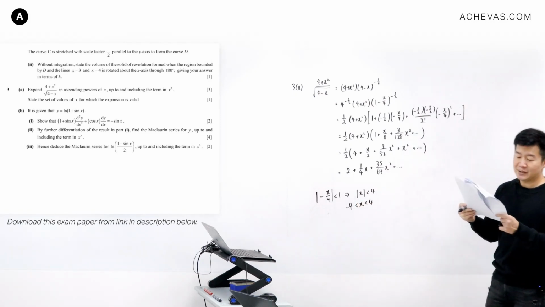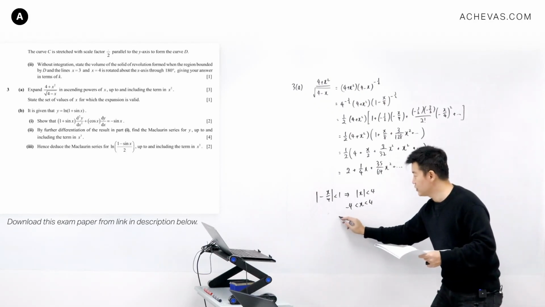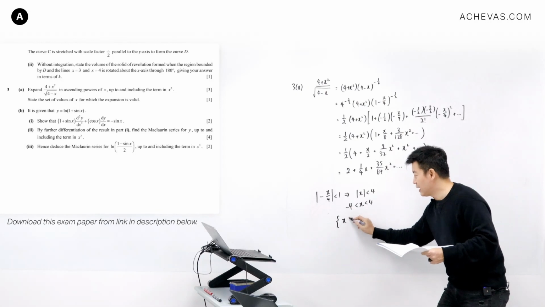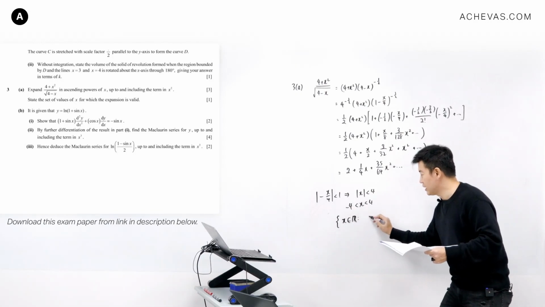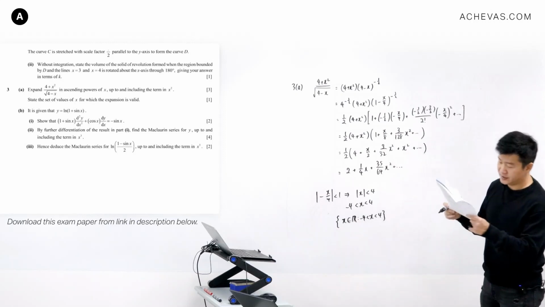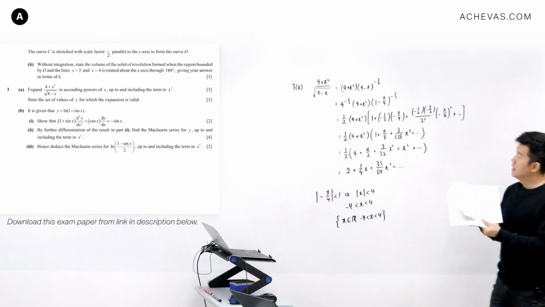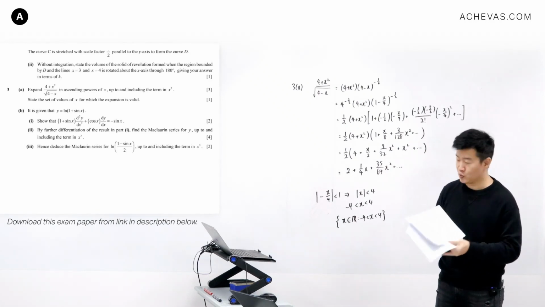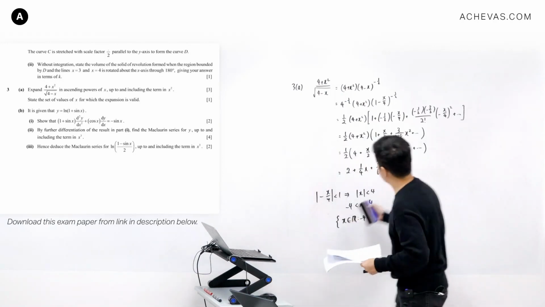And since the question asked me for the set of values, I'm going to just reply with a set notation. x here are all real numbers, such that x is between minus 4 and 4. This is for part A. Let's move on to look at part B, where we are supposed to make use of some differentiation to complete this Maclaurin's expansion.